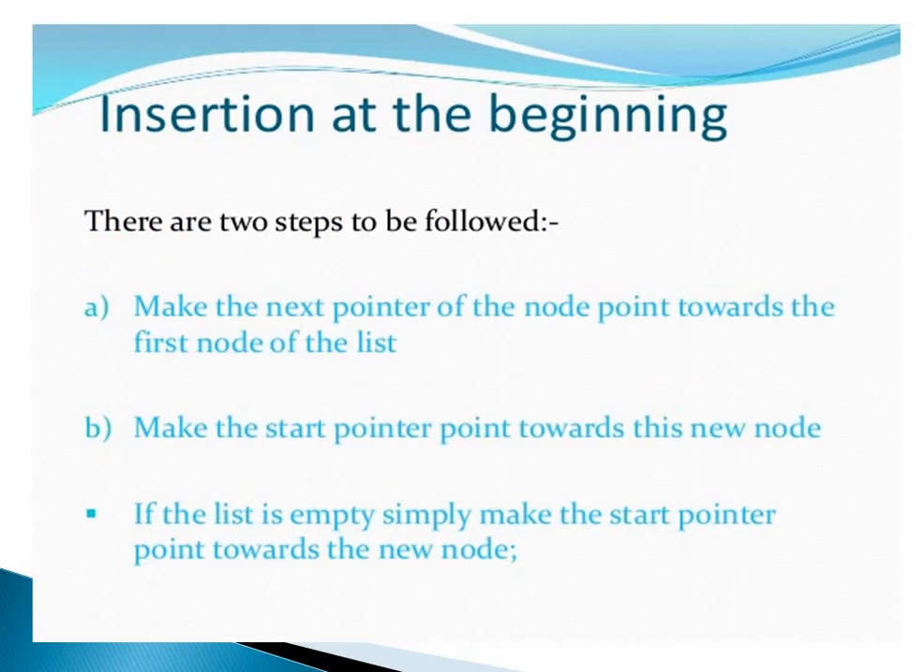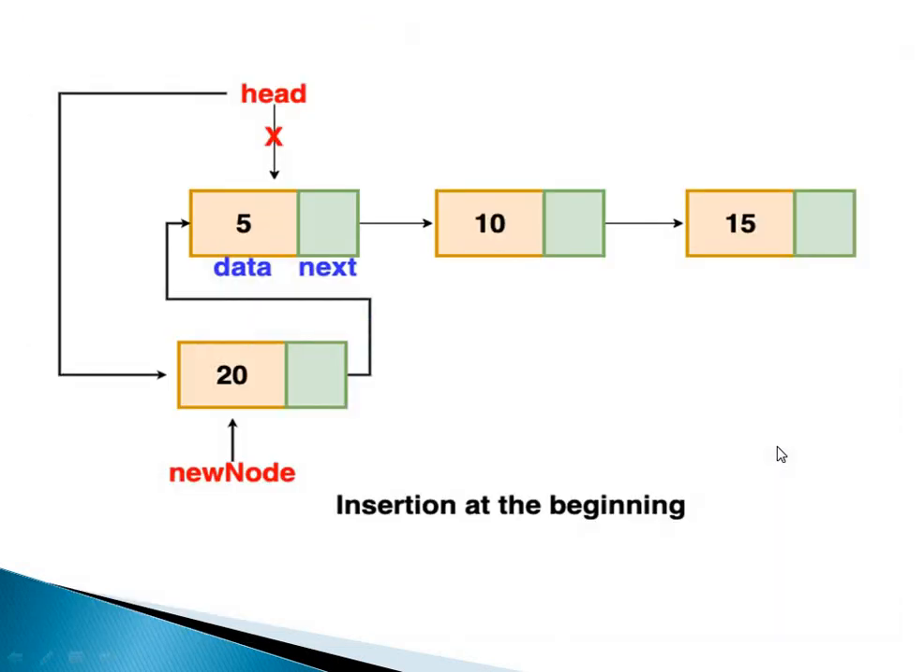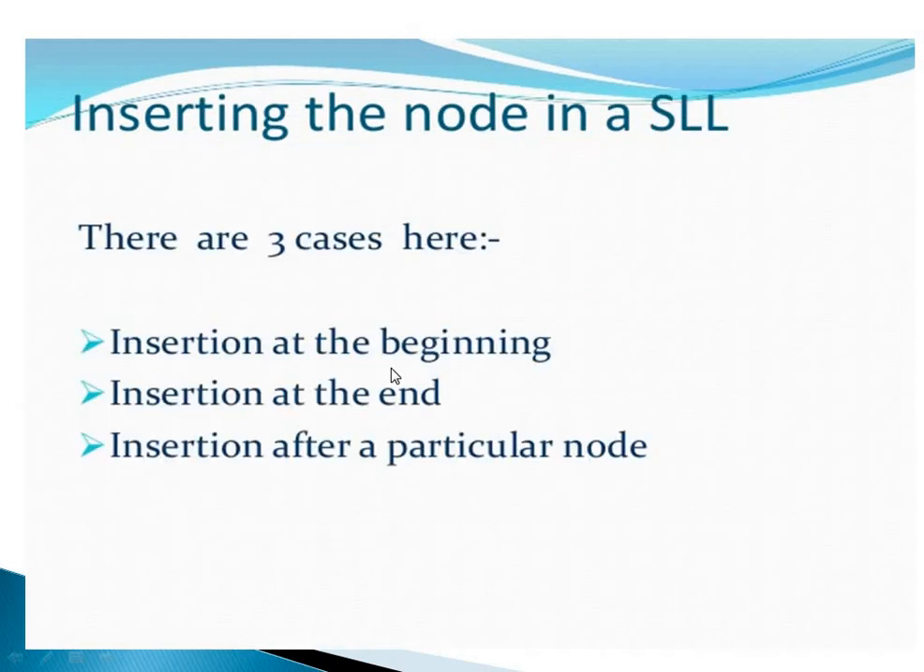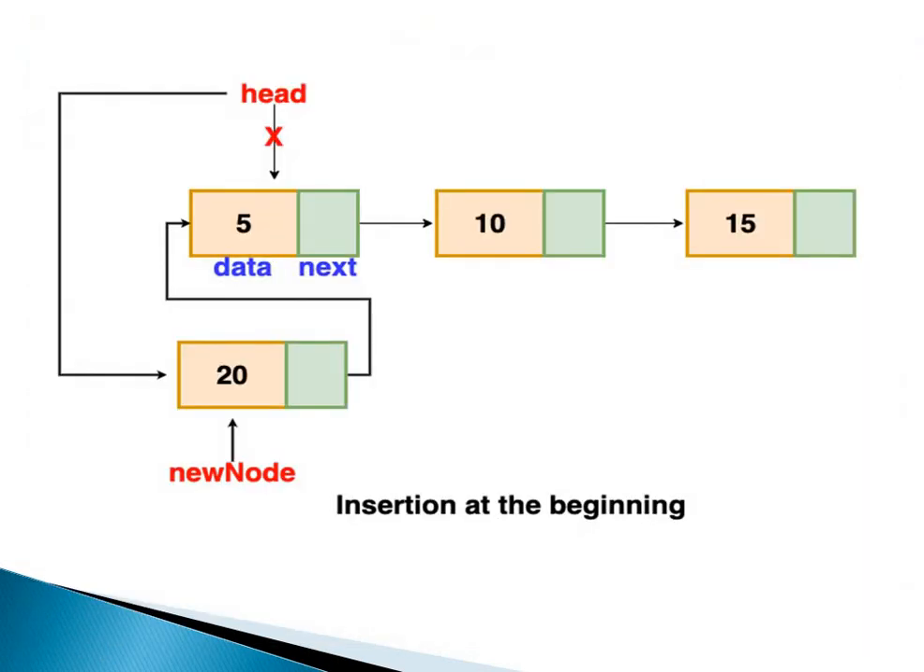So you will just start with the insertion at the beginning here. Make the next pointer of the node point towards the first node of the list, and the start pointer point towards the new node. Now we can see it in the diagram, and it will be more clear. It is written in the definition: make the next pointer of the node point towards the first node of the list.